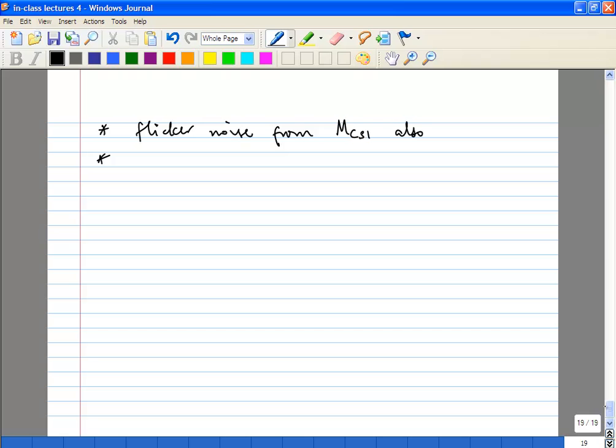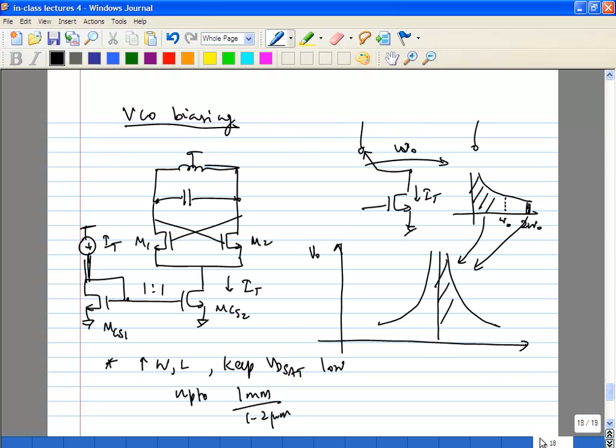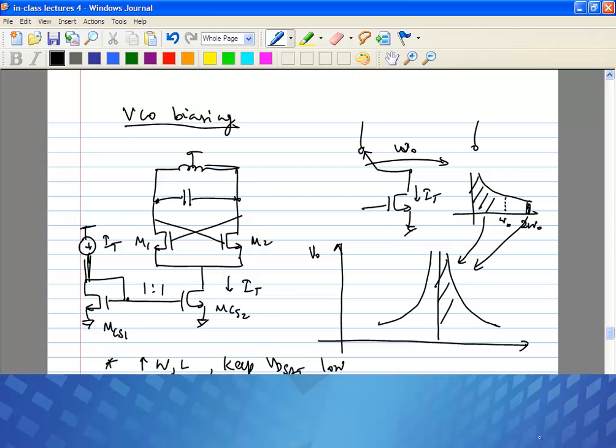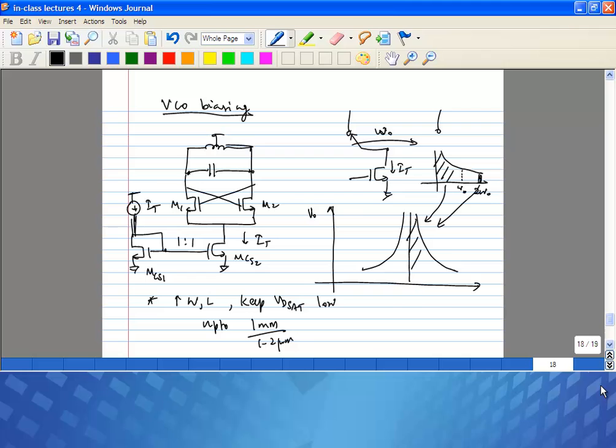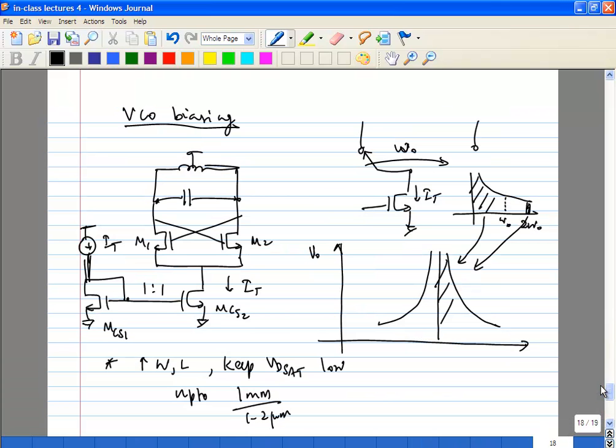Let's look at a second case. If you go back to the figure, with a 1:1 mirror ratio, you're actually wasting the same current as IT in the mirror branch. That's obviously not acceptable, because if you have 2 milliamps in the VCO core, you can't double the power by saying you have that much in the bias path. So you're going to create some 1:n mirror.